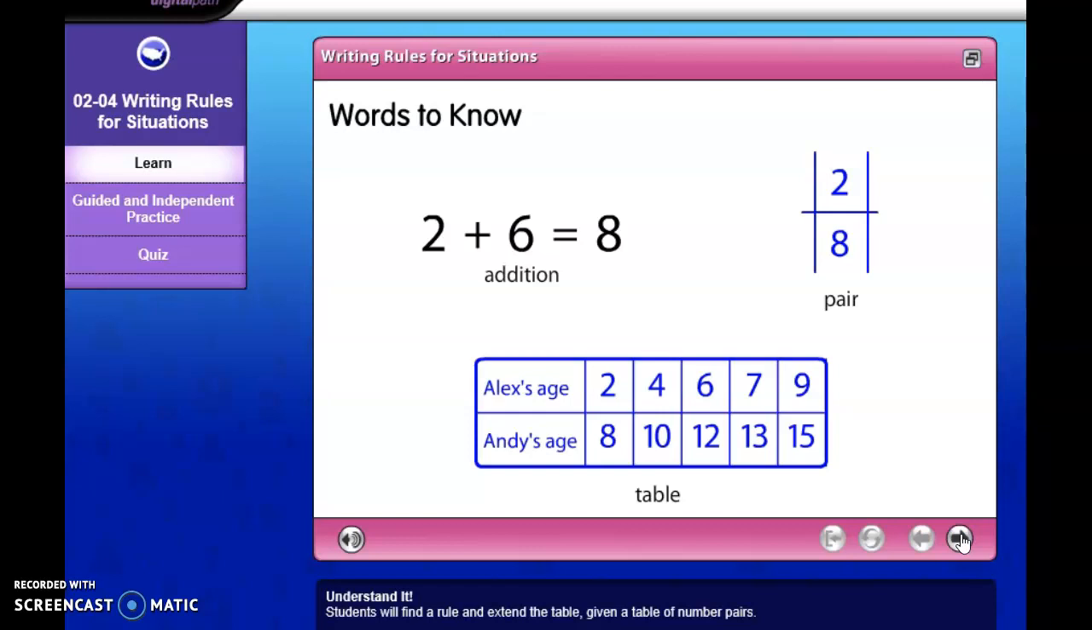Words to know. Addition. For example, 2 plus 6 equals 8. A pair, such as 2 and 8. And a table. This table compares the ages of Alex and Andy. When Alex is 2, Andy is 4. When he is 4, Andy is 10. When Alex is 6, Andy is 12. When Alex is 7, Andy is 13. When Alex is 9, Andy's age is 15.